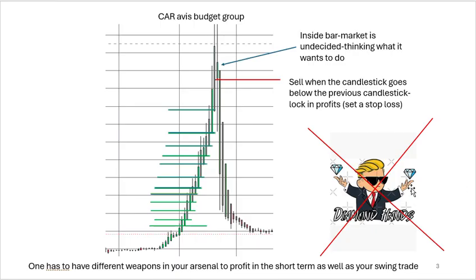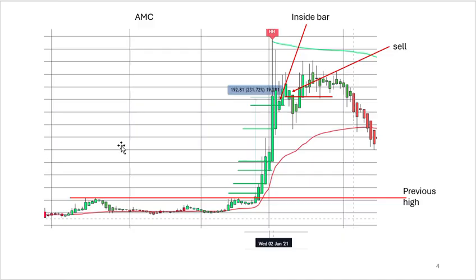Forget the diamond hands. We want to get in. We want to lock in profits. We want to get out. AMC, same thing. As soon as you broke the previous high, you're riding it higher, buy, buy, buy. And then as soon as you hit the inside bar and the next day's candle hits below the previous day's low, I'm out. Get in, make your profits, get out.